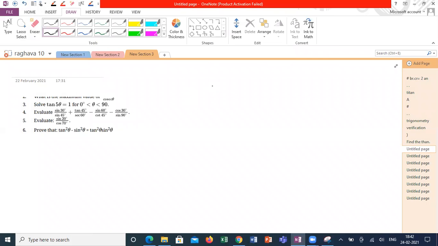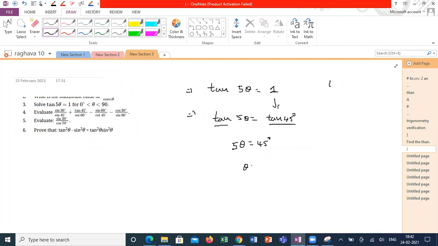Third, how will we do? They gave tan 5 theta is equal to 1. Sir, this is deleted, right? Okay. When you will get tan of something as 1, at what angle? Sir, 45, tan 45. Instead of 1, I can write tan 45. So this is also tan, this is also tan. So I can write 5 theta is equal to 45. So theta is equal to how much? 9 degrees.